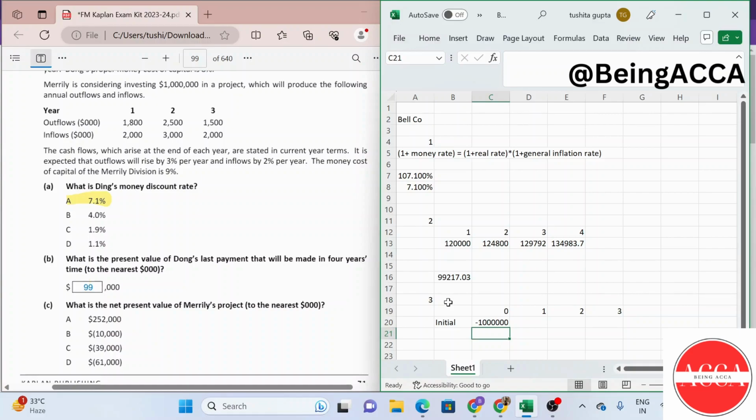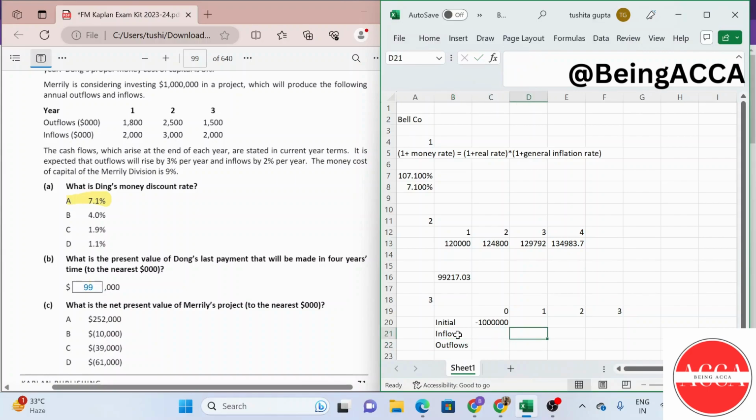It is also mentioned that these are in current year terms, and these will have to be inflated according to the rates that are given to us. Outflows by 3% and inflows by 2% per year. So this means, first of all, let me write my inflows and then let me write my outflows.